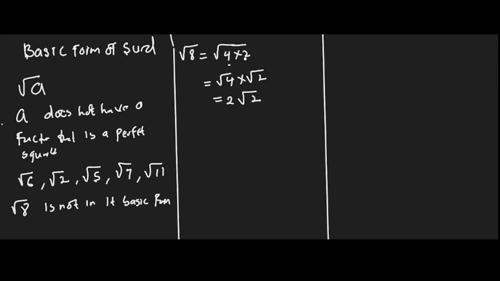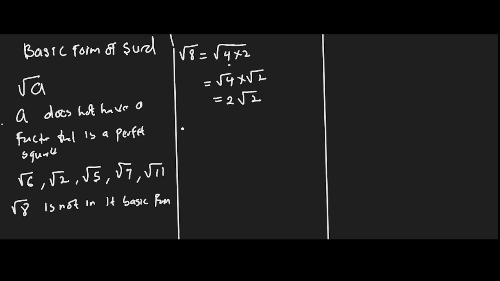2 root 2. So that is why root 8 here is not in its basic form. The basic form of root 8 is 2 root 2. Because if we check here now, the number under the root sign, or you call it radical, here is not a perfect square and doesn't have a factor that's a perfect square. So that makes 2 root 2 to be in its basic form, but root 8 not in its basic form.